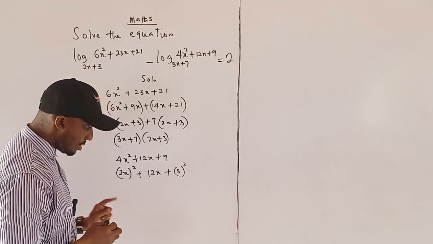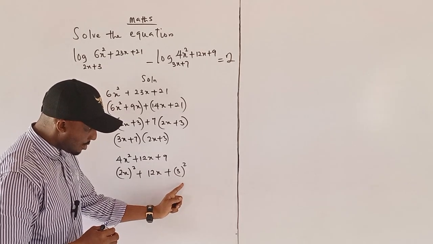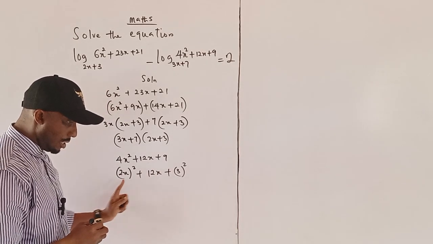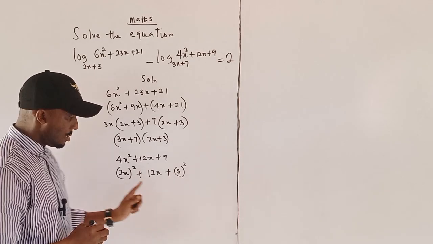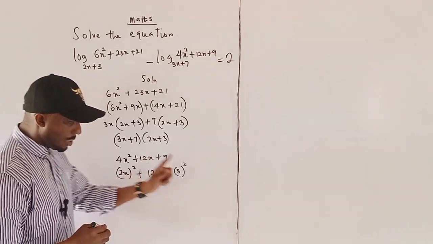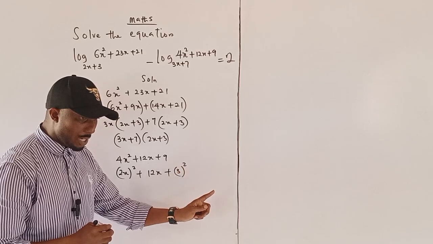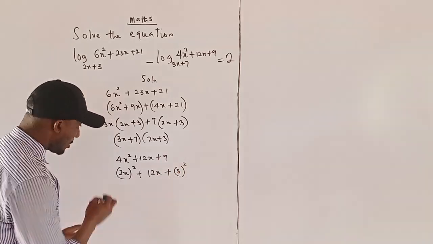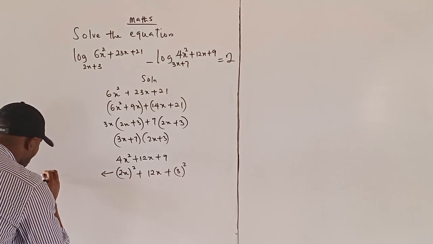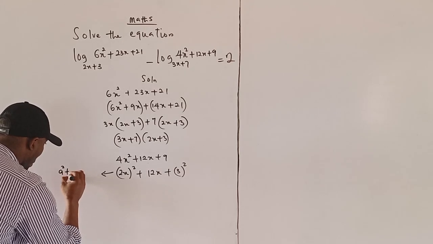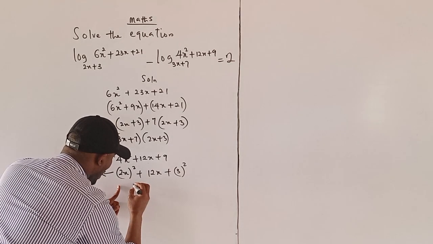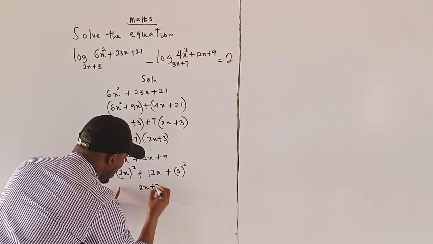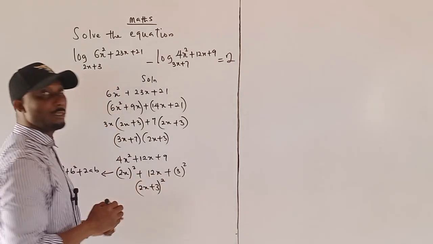Because of the square numbers here and here, this expression is actually a perfect square. So to test it, 2s multiplied by 3 is 6s, and 6s multiplied by 2 is 12s. This is analogous to a squared plus 2ab plus b squared. So the answer becomes 2s plus 3 all squared.